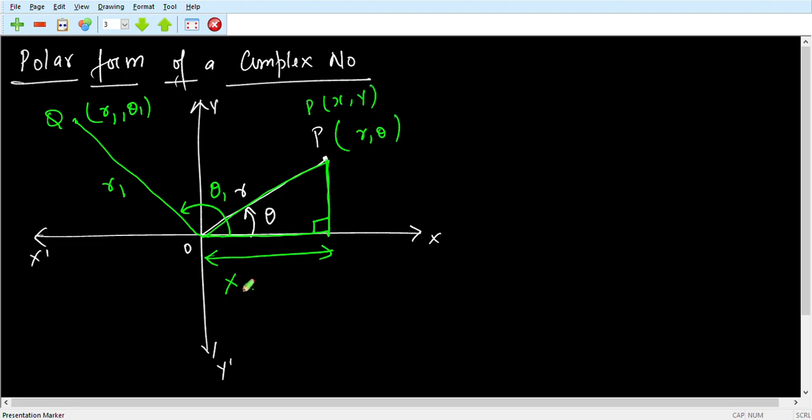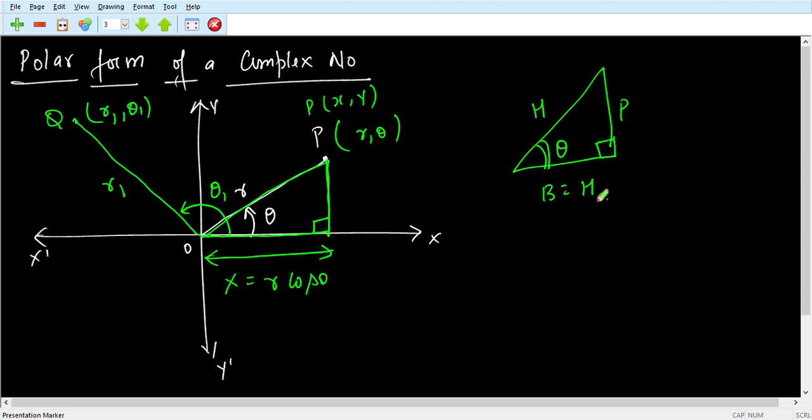So this x is nothing but r cos theta. Those who are confused can recall their 10th class trigonometry, where they have already gone through the idea that if this is theta, this will be the perpendicular P and this will be the base B, and if this is the hypotenuse H, then B can be written as H cos theta and P can be written as H sin theta. This is what I am doing here. So x is equal to r cos theta and y is equal to r sin theta.